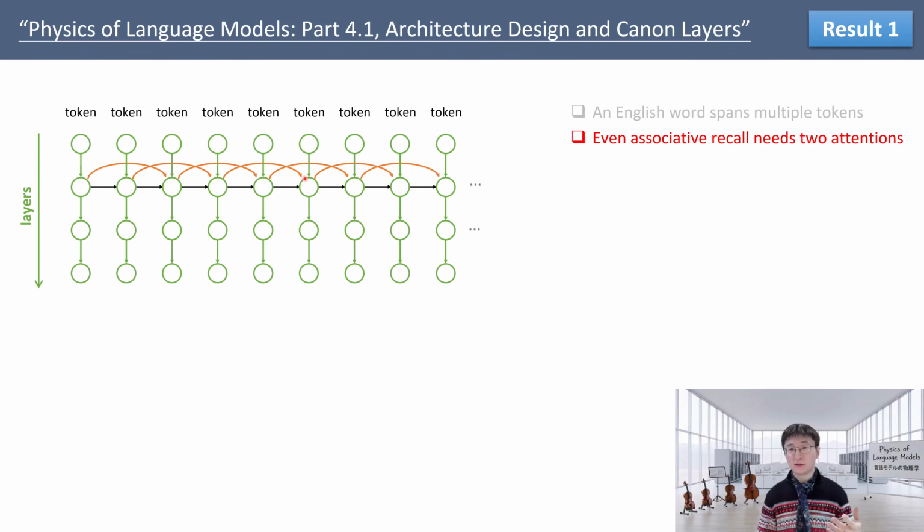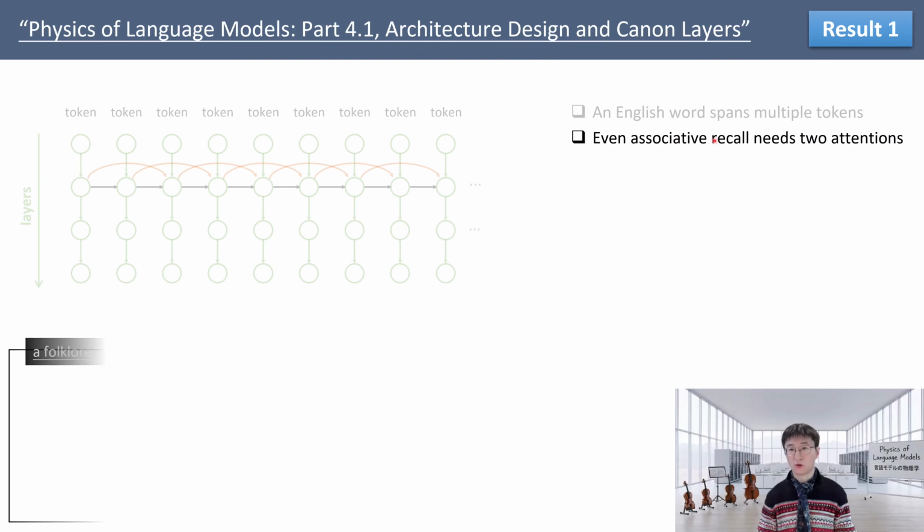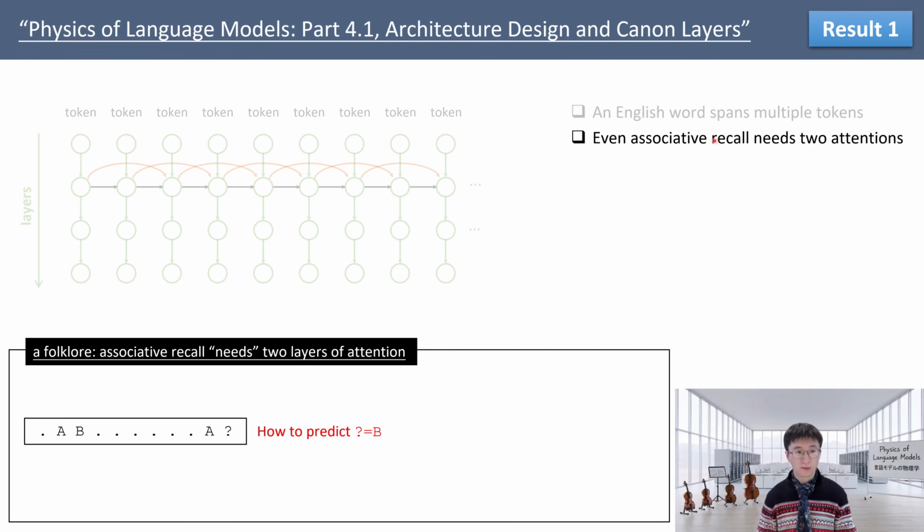But a slightly deeper reason is with respect to so-called associative recall. People know that transformers or attention are good at performing associative recall. So what is associative recall? Let me remind everyone. Whenever you have a bunch of tokens, for instance, and you see token A followed by token B, and then you see A again, you want to predict the next token to be B. This is the task called associative recall.